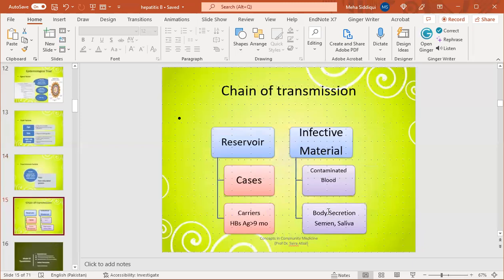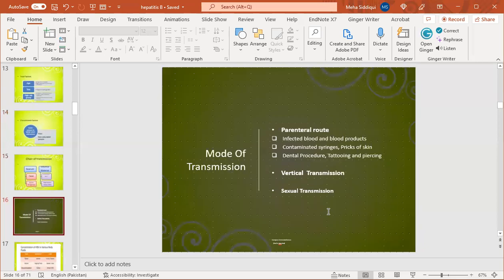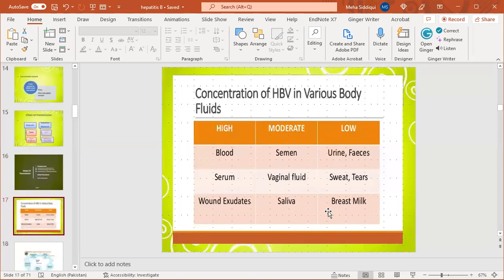Chain of transmission. The reservoirs include cases and carriers in whom hepatitis B antigen is detected for more than 9 months, and the infective material consists of contaminated blood, blood secretions, semen, and saliva. Mode of transmission: there are three modes, parenteral route, vertical transmission, and sexual transmission. In the parenteral route, we have infected blood and blood products, contaminated syringes, pricks of skin, dental procedures, tattooing and piercing. Vertical transmission means it can be transmitted from a pregnant mother to her fetus.